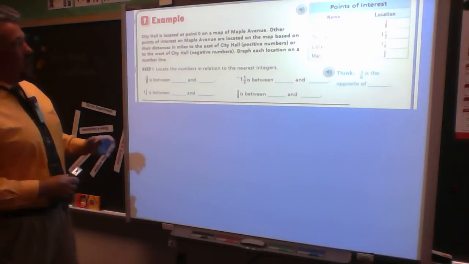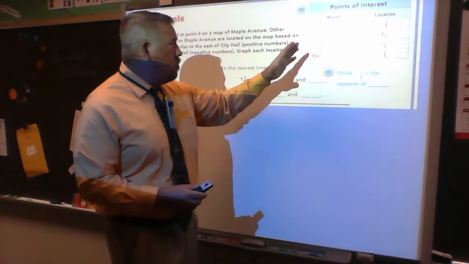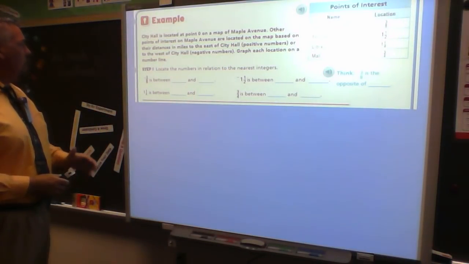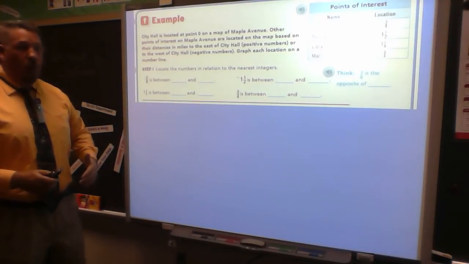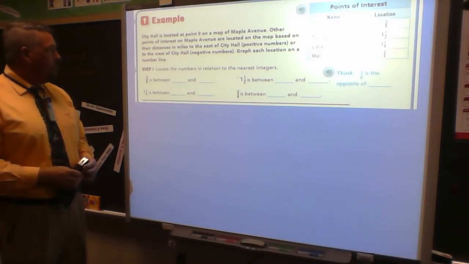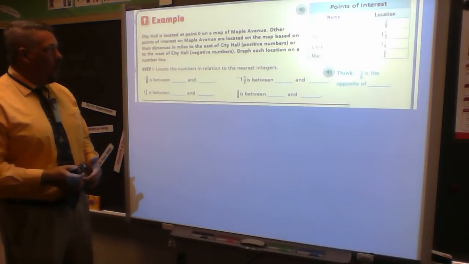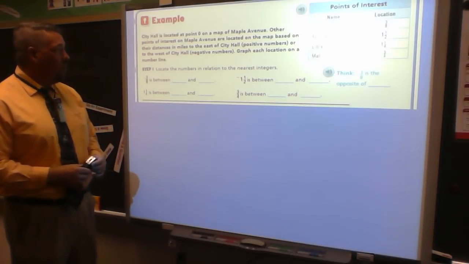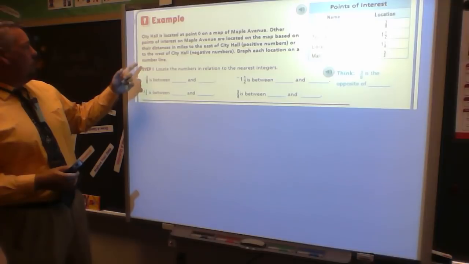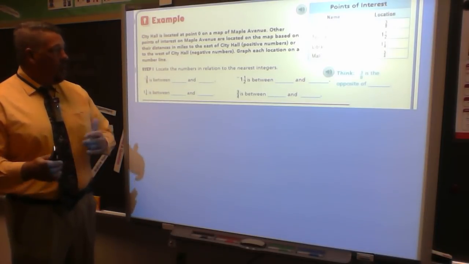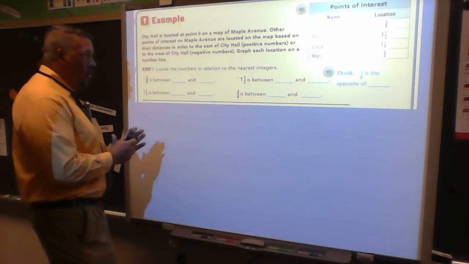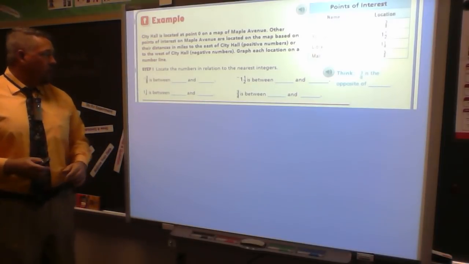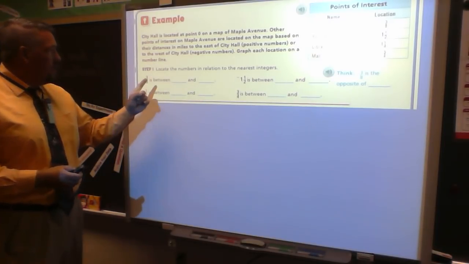All right, so in this example, we see a chart here. It says points of interest, and we have the names. We have city park, we have fountain, we have library, we have mall. Well, I don't see any image that goes with it. What's it say then? It says City Hall is located at point 0 on a map of Maple Avenue. Other points of interest on Maple Avenue are located on the map based on their distances in miles to the east of City Hall, positive numbers, or the west of City Hall, which are negative numbers. So if City Hall's in the middle, then we know going to the east, to the right, we have positive, to the left, we have negative. Graph each location on a number line. And then we have these different numbers.